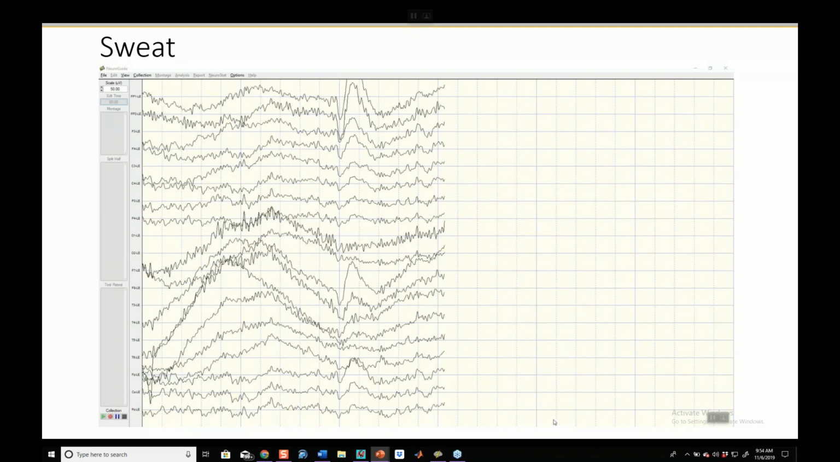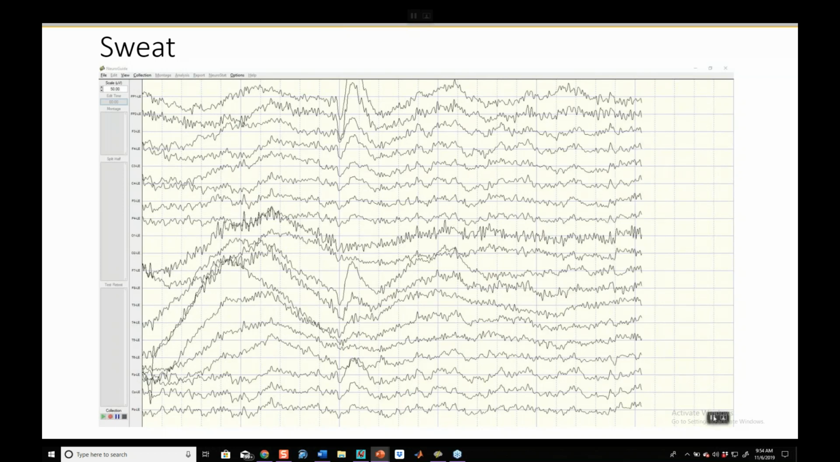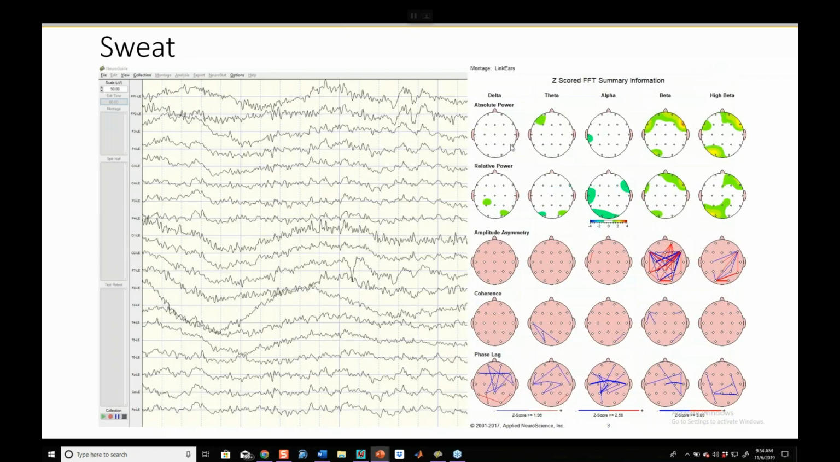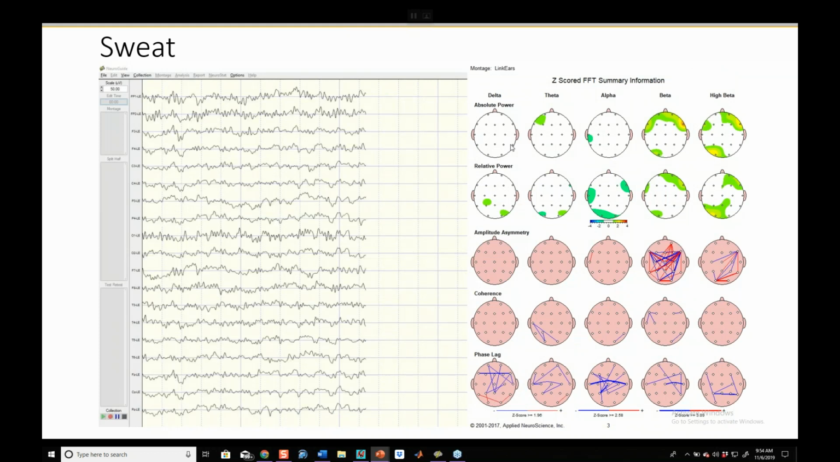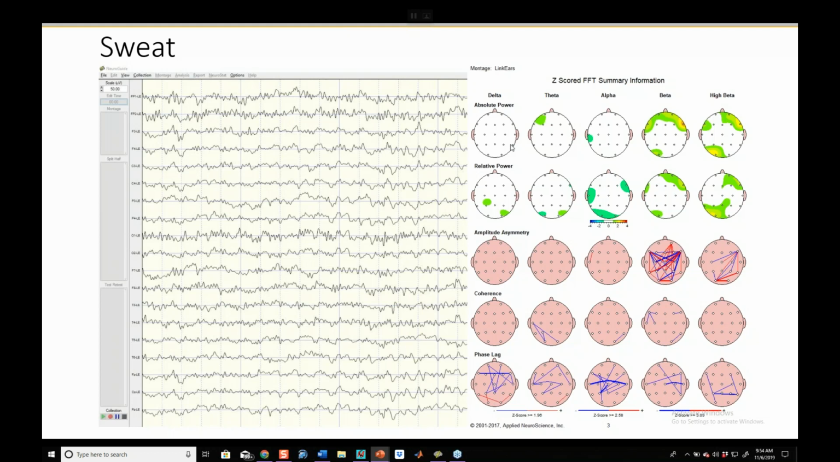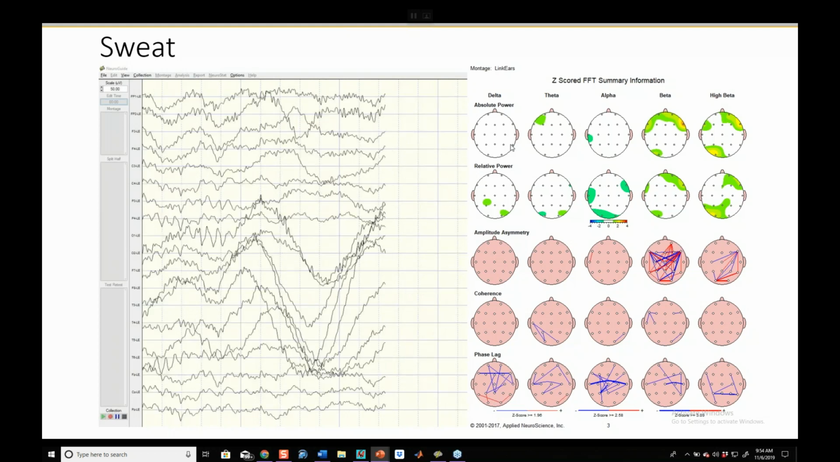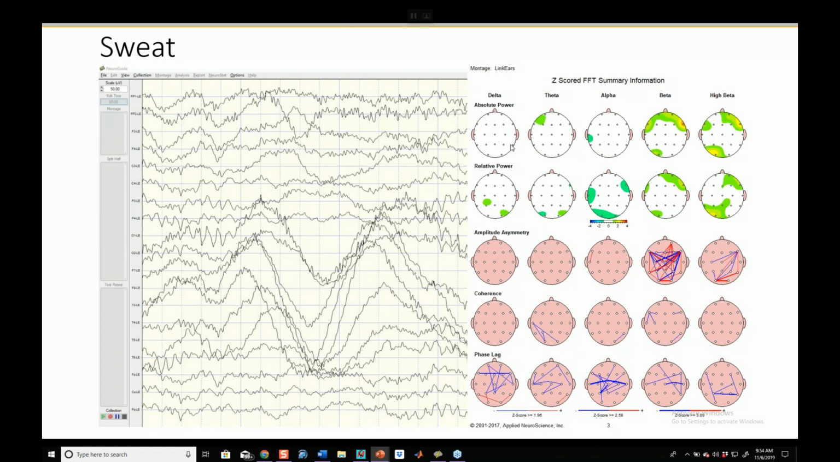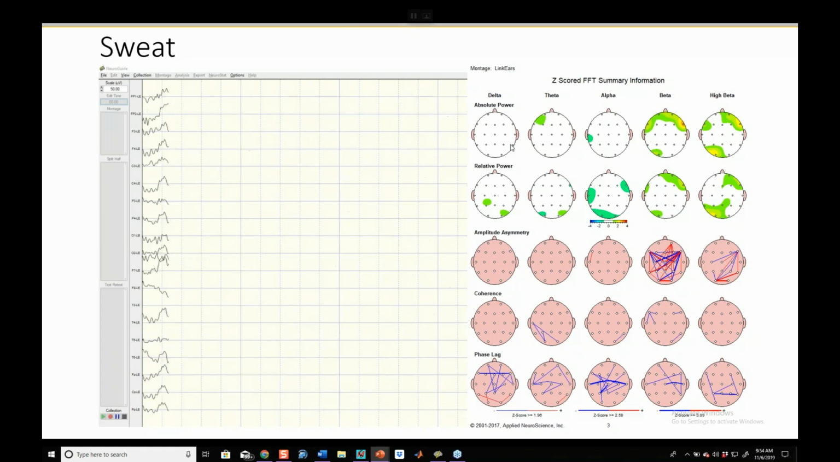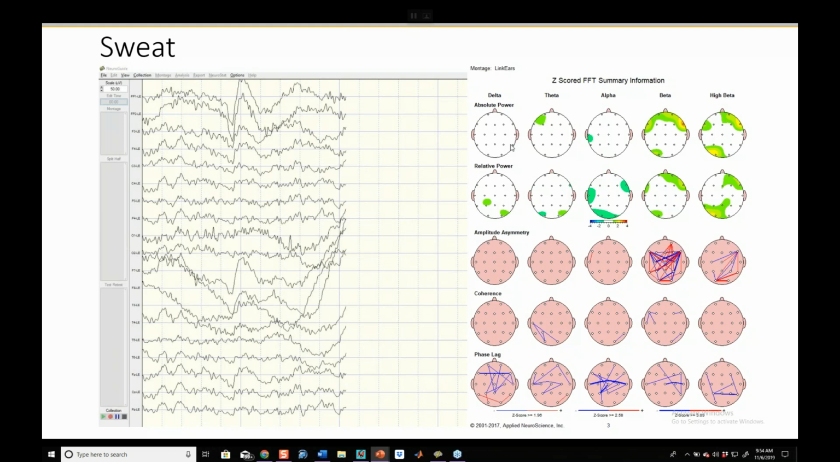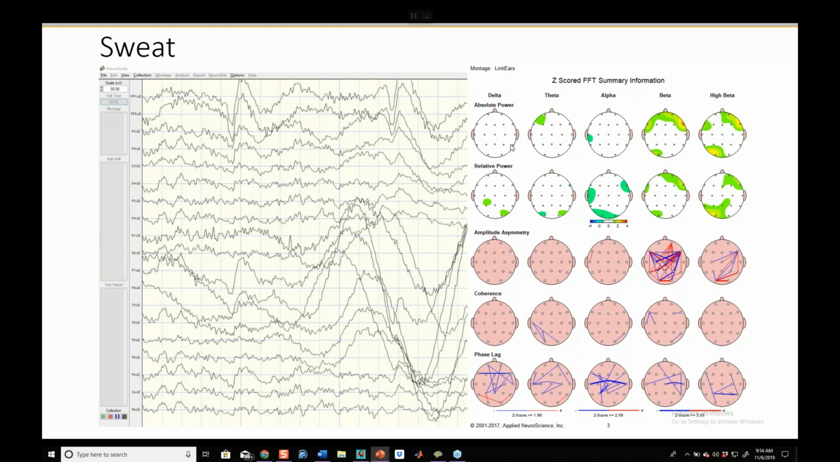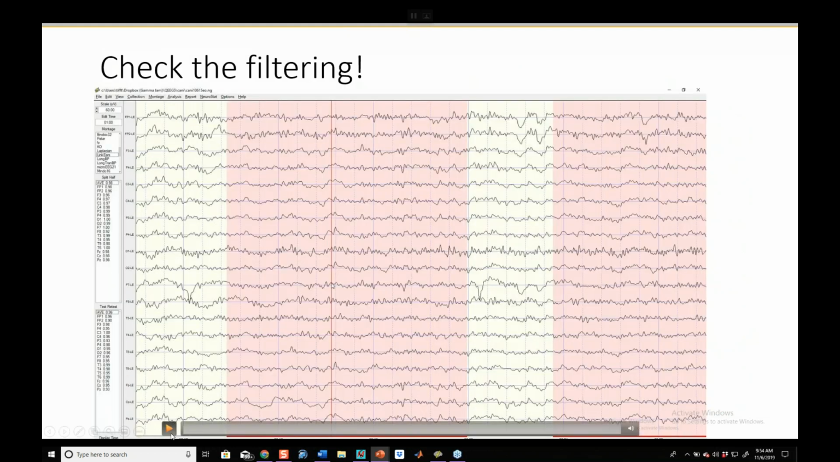So what's going to happen is that the sweat artifact in most programs is going to be filtered out. So the maps are not showing that big slow that we would expect. Hey, where'd all the delta go? But what's happening is we don't have delta that is over 1 hertz. So everything under 1 hertz is getting omitted. Everything under 1 hertz is getting filtered out. So what you have to do then is check the filtering.